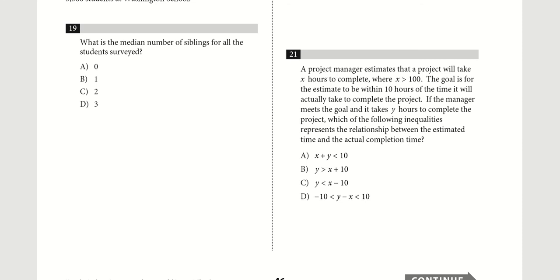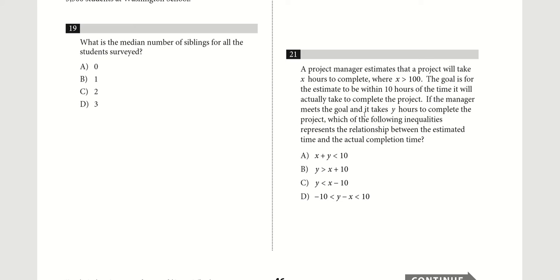Okay, so for 21, a project manager estimates that a project will take X hours to complete, where X is larger than 100. So the project manager estimates that the project will take over 100 hours to complete. The goal is for the estimate to be within 10 hours of the time it will actually take to complete the project. So we want our estimate to be within 10 hours of the actual completion time. So we want it pretty accurate.